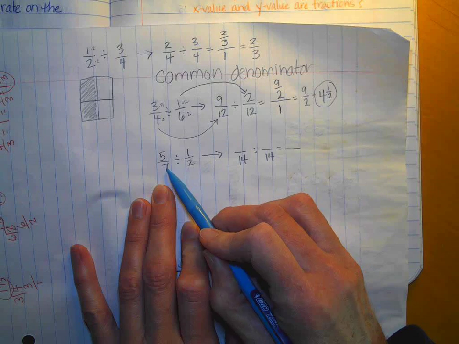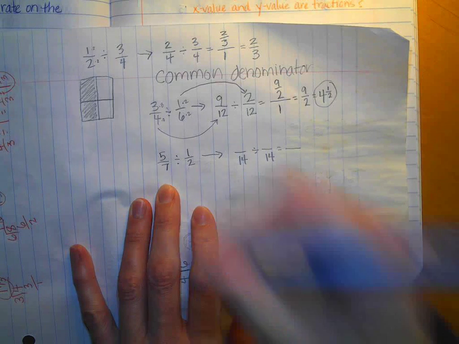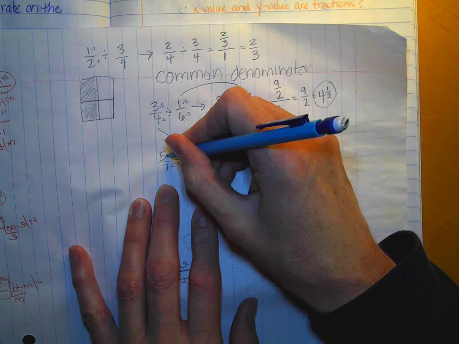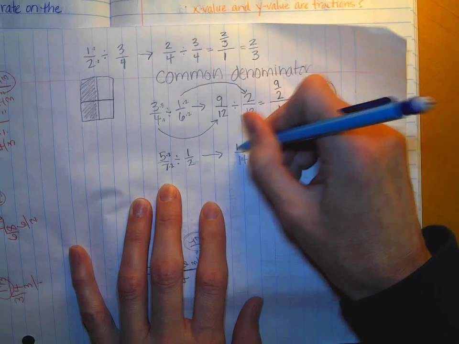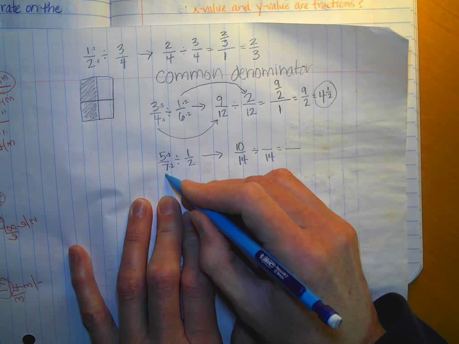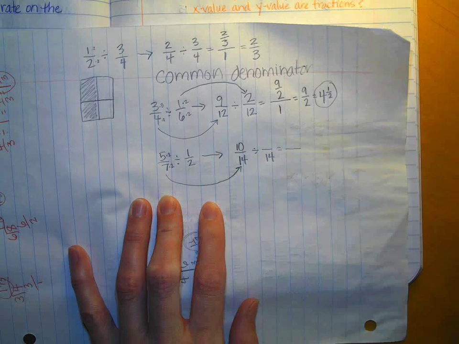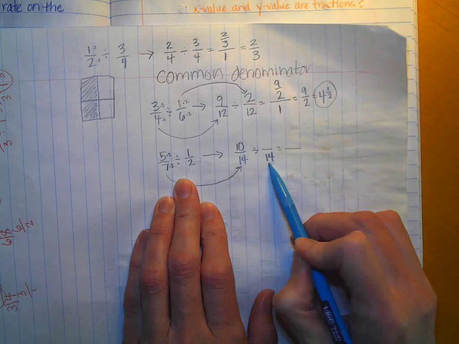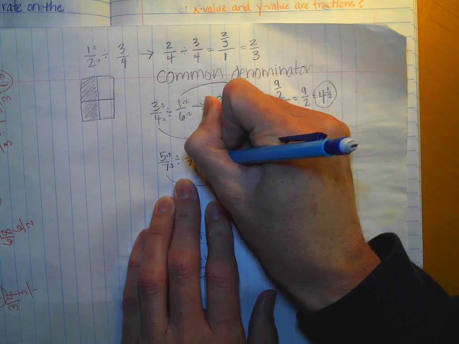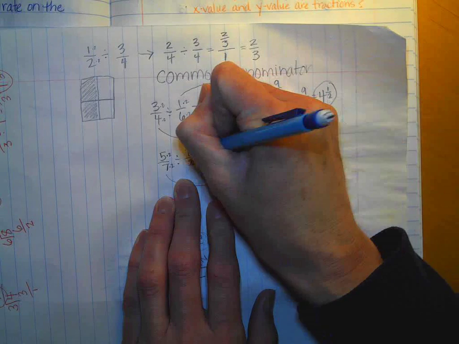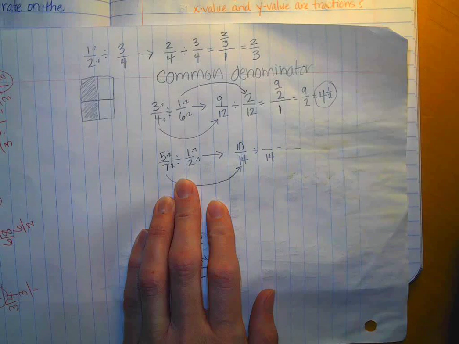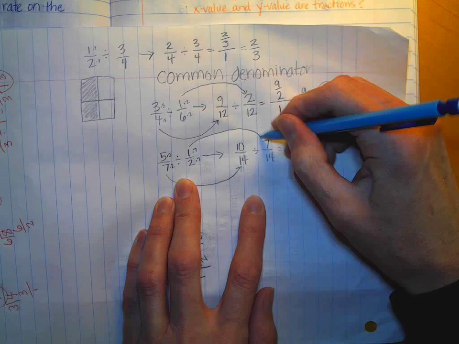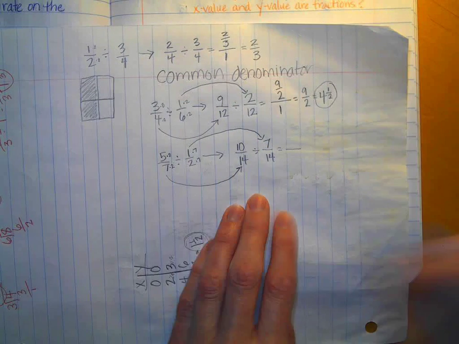So now I ask myself, how did I get from 7 to 14? What did I do? That is correct. I multiplied by 2. What you do to one side, you have to do to the other. 5 times 2 is 10. So this fraction right here is equivalent to 10/14. Okay? Now the next question is, how did I get from 2 to 14? And the answer is multiply by 7. Good job. Multiply by 7. What you do to one side, you have to do to the other. What's 1 times 7? 7. So this fraction is equivalent to here.